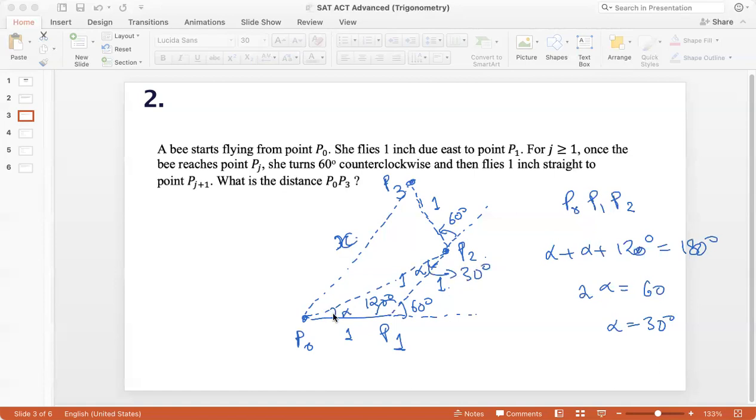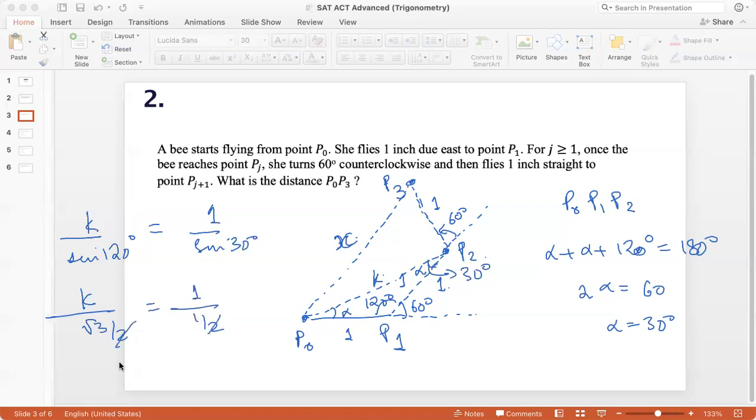Now, can we find P0, P2 using the sine rule, right? What is the sine rule? Let's say that this is K. So K over sine 120 is 1 over sine 30 because alpha is 30. So using the sine rule, sine 120 is sine 60. So K over root 3 by 2 is 1 over 1 by 2. 2 and 2 cancel. So K is root 3. This is root 3, P0, P2.